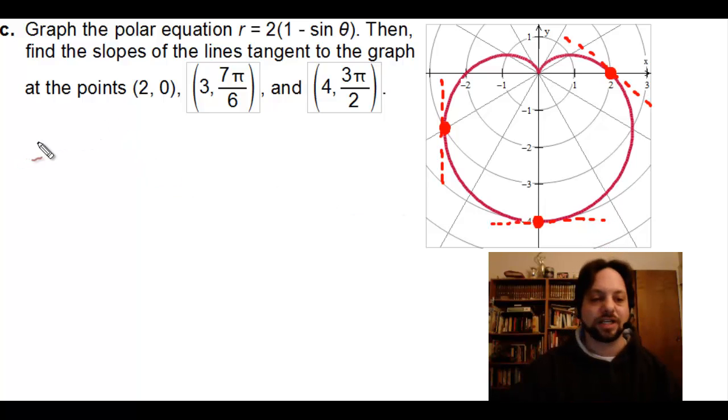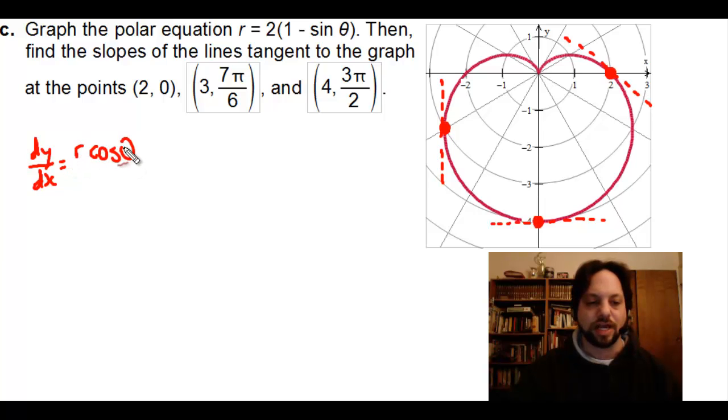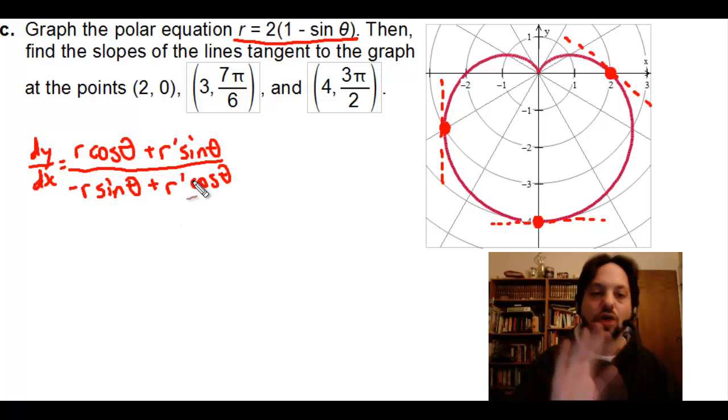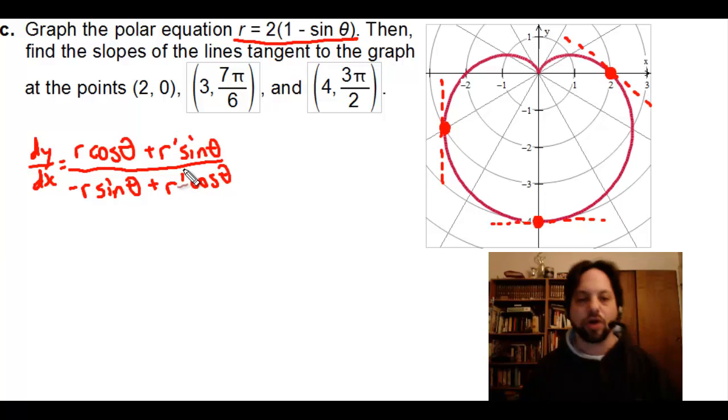I'm going to hold my hypothesis, and let's actually do some math and see what the actual results are. So, first thing I need to do is come up with my derivative. So dy dx, from before, I'm just going to go ahead and rewrite this. I'll have r cosine theta plus r prime sine theta, and that will be my numerator. I just need to figure out what r prime is. I already know r, of course. That was given in the problem. There's r. And then in the denominator, I'm going to have negative r sine theta plus r prime cosine theta. So this is actually all ready to set up, except that I don't know what r prime is.